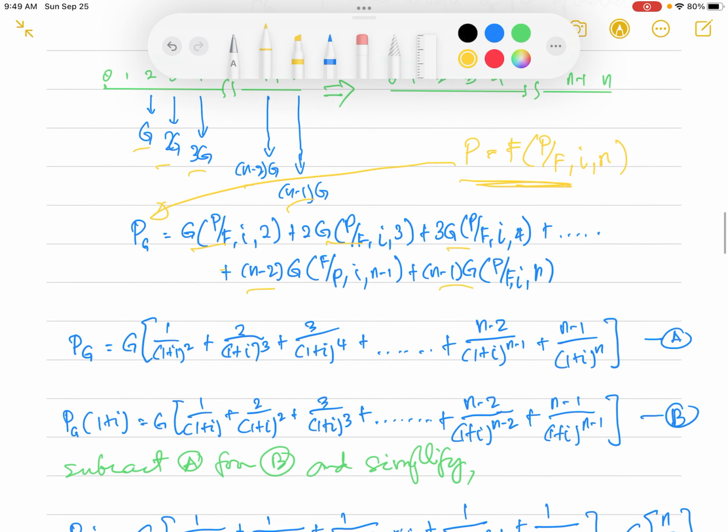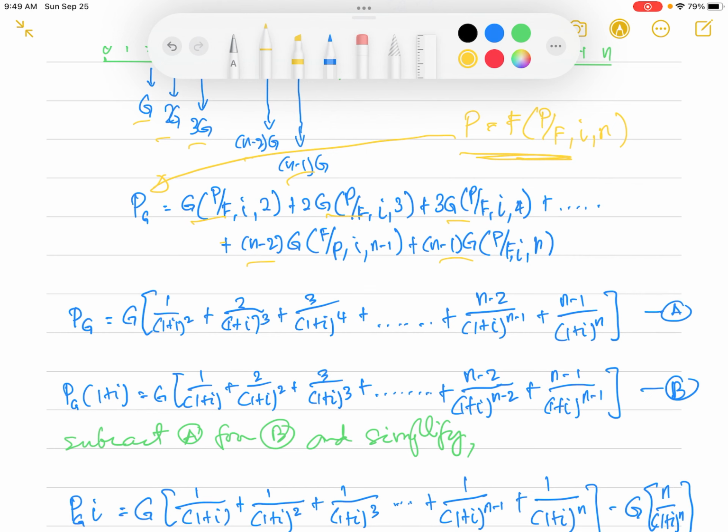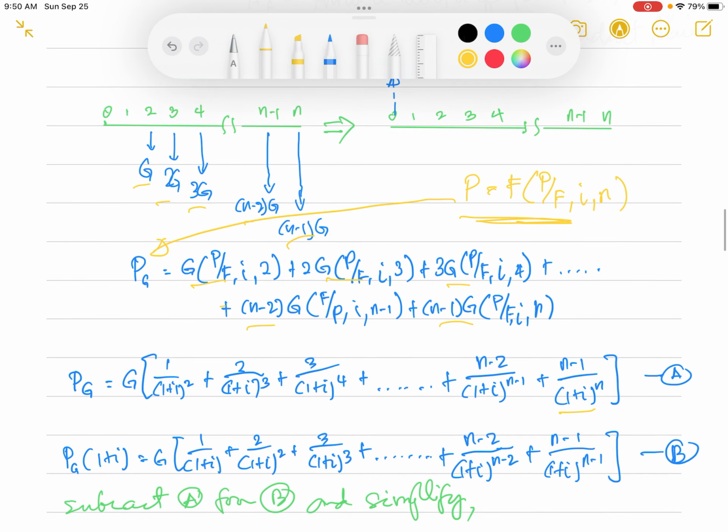And after doing your arithmetic operation, that will give you a PG equal to G times the quantity 1 over (1 plus i) squared plus 2 over (1 plus i) cubed plus 3 over (1 plus i) to the fourth plus, and so on, ending up with (n minus 1) over (1 plus i) to the n, because you end up at (n minus 1) G. So this is the one here that corresponds to that factor.